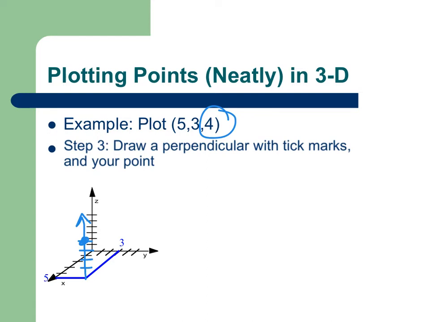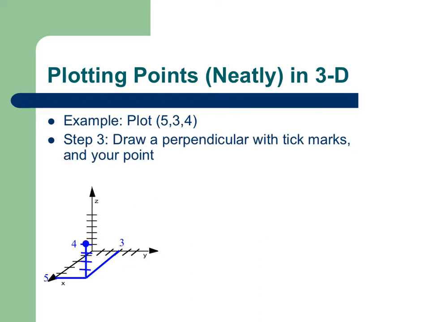And then I'm going to label my point. And in this case, since I'm so close to the z-axis, I'm just going to write 5, 3, 4 here. And here you can see I've just drawn it a little bit more clearly.